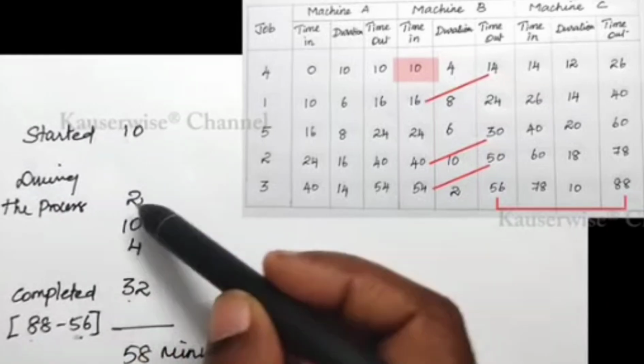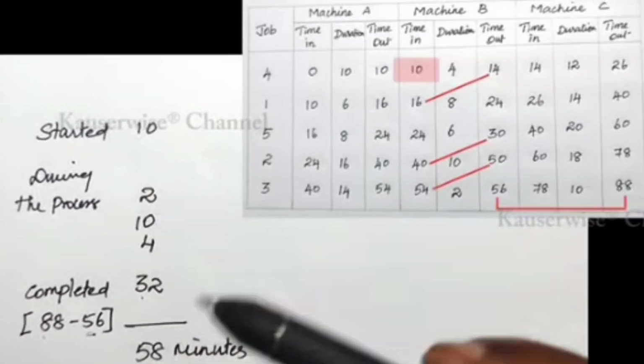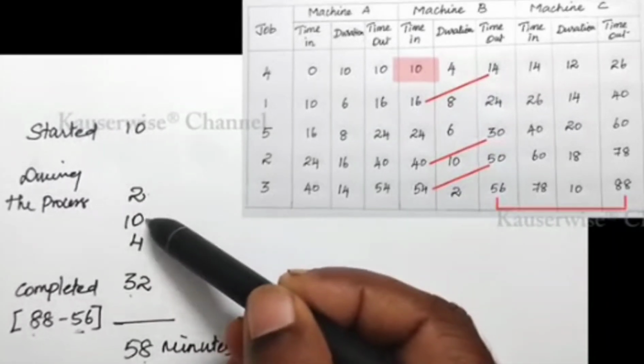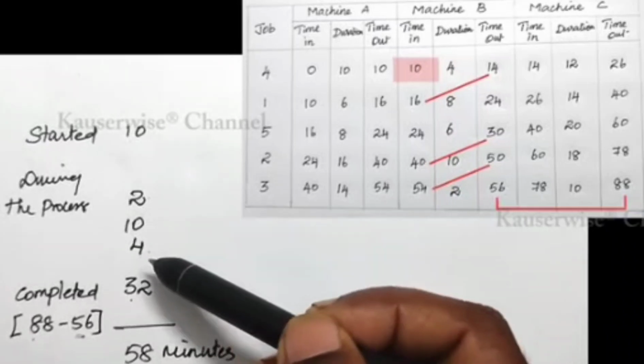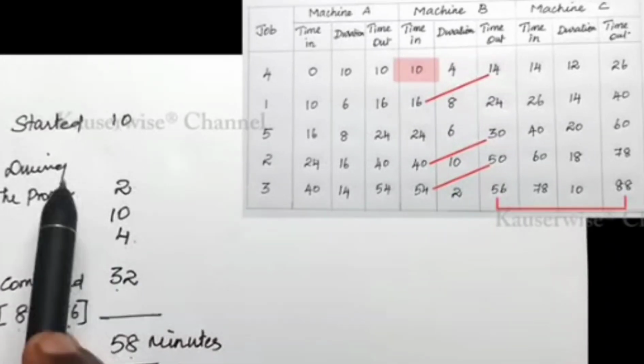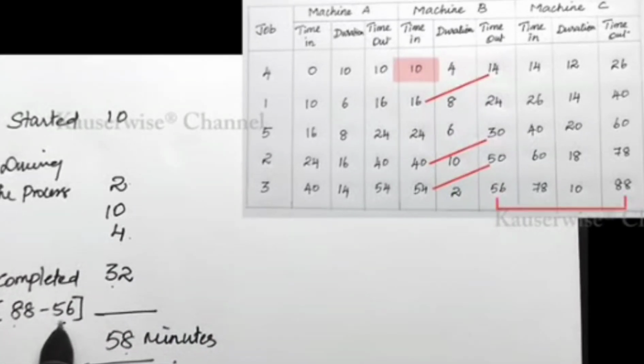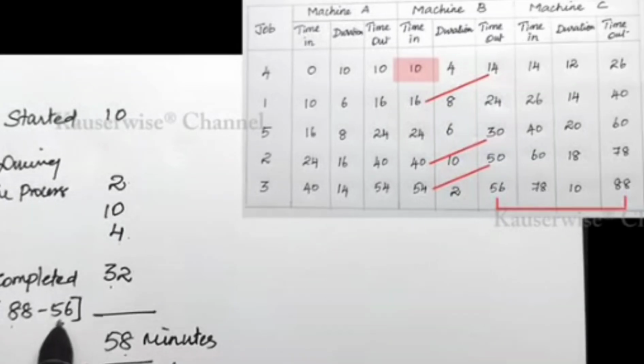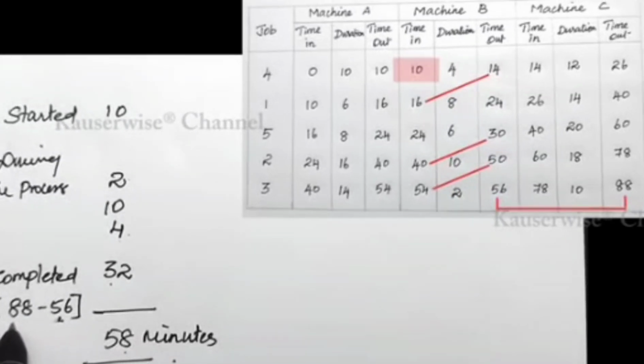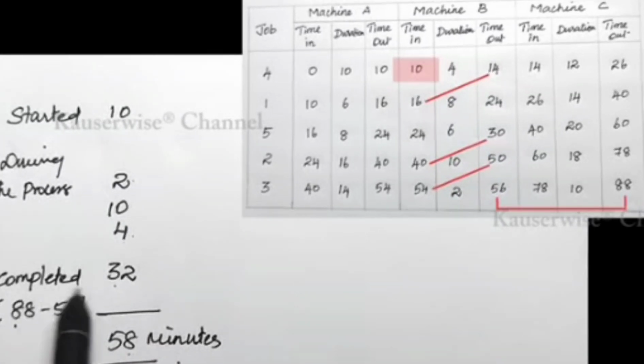Next, during the process there is also idle time, that is 2 minutes, 10 minutes and 4 minutes for different jobs. And the last one, the process completed in the 56th minute. Now we need to compare this duration with the total elapsed time to find out the idle time at the end.